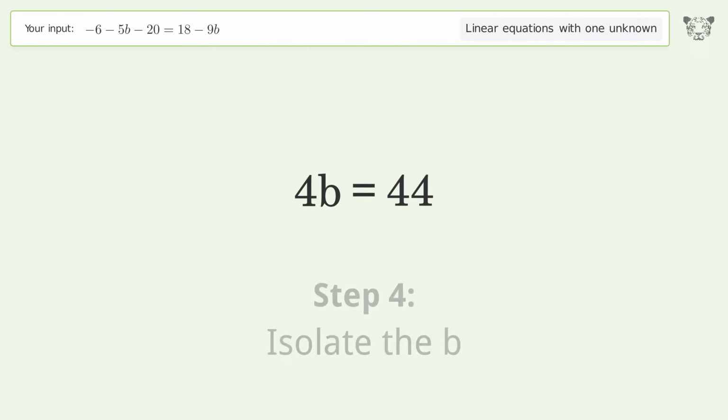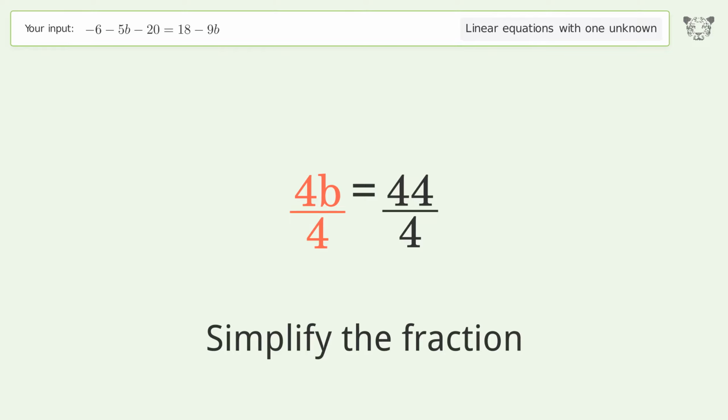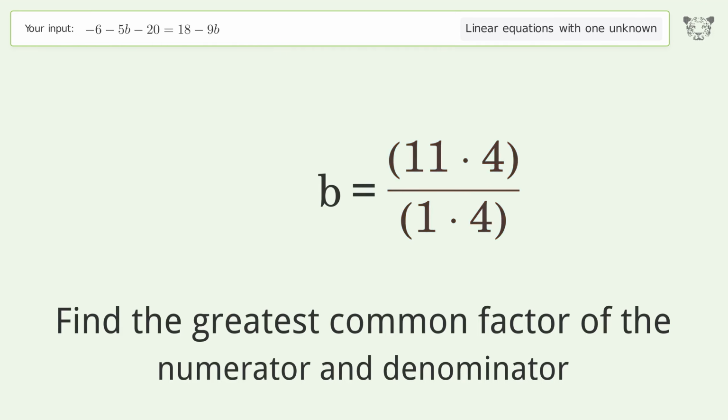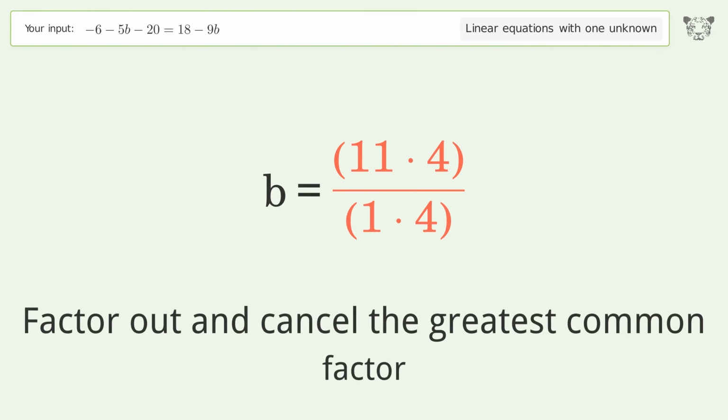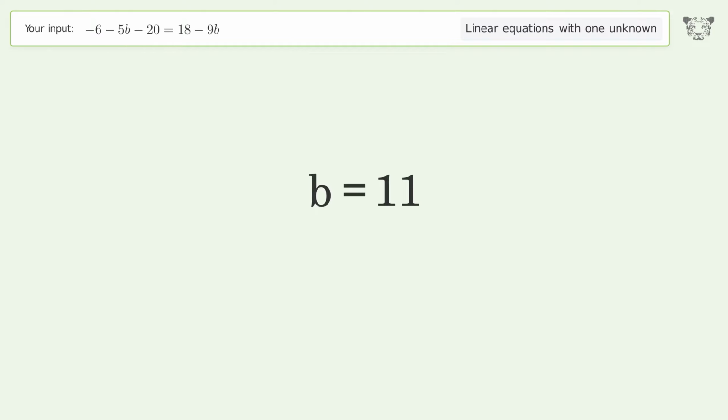Isolate the b. Divide both sides by 4. Simplify the fraction. Find the greatest common factor of the numerator and denominator. Factor out and cancel the greatest common factor. And so the final result is b equals 11.